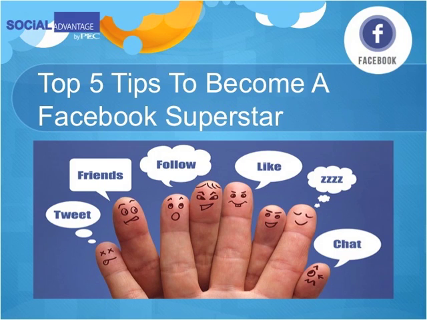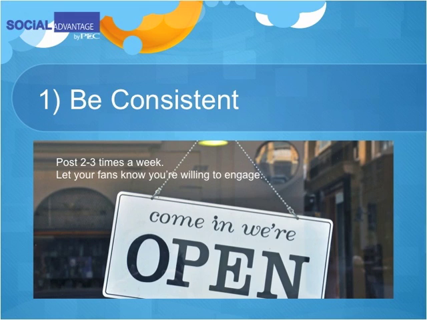So how do you Facebook? Let me leave you with 5 tips you could use to become a Facebook superstar. Number 1, be consistent. Post about 2 to 3 times a week. On one hand, you don't want to post too often to where you're bugging your fans to the point where they'll block you or unfriend you. On the other hand, you don't want to be so infrequent with your posts that your fans will think you've closed up shop. So 2 to 3 posts is about right.